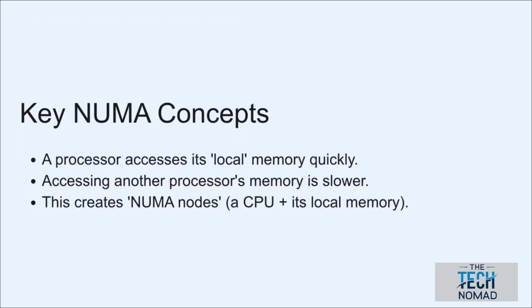So this really gets to the core idea of NUMA. Getting data from its own local memory, super fast, no problem. But what if it needs data that's attached to a different processor? Well, now it has to take a slower path to get to that remote memory. And that little grouping, a CPU and its own dedicated local memory, that's what we call a NUMA node. It's a fundamental building block.